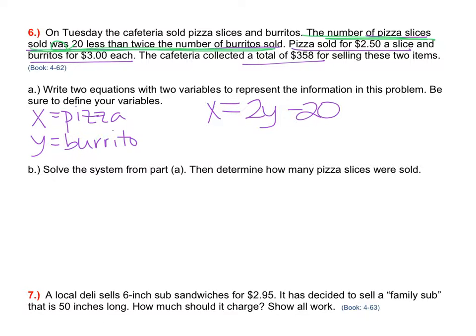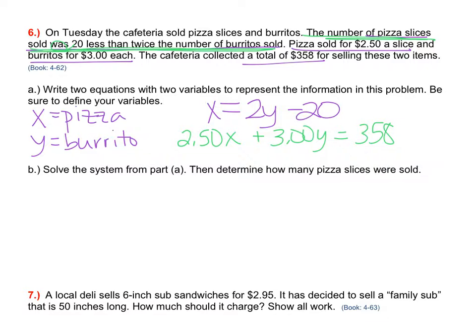Our second equation is going to be with our money. So we know that each pizza slice is $2.50, so $2.50 times X, plus $3 times Y for the burritos is $358. So now we've set up our equations, we've defined our variables.